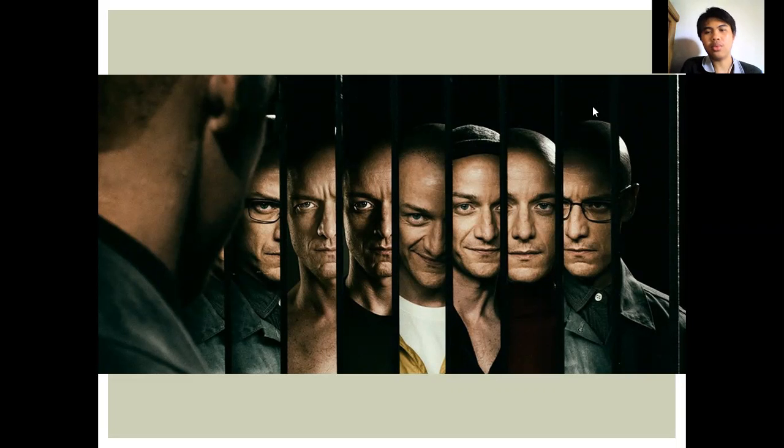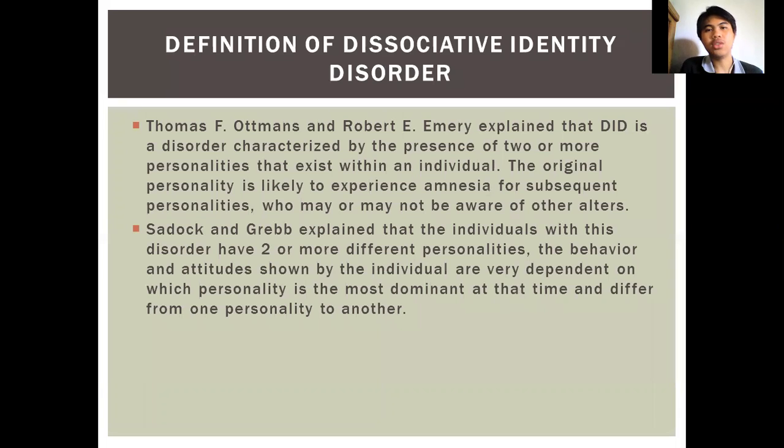Starting with the definition: what is dissociative identity disorder? According to Thomas F. Ottmans and Robert E. Emery, the ID is a disorder characterized by the presence of two or more personalities that exist within an individual. The original personality is likely to experience amnesia for subsequent personalities, who may or may not be aware of the other alters.